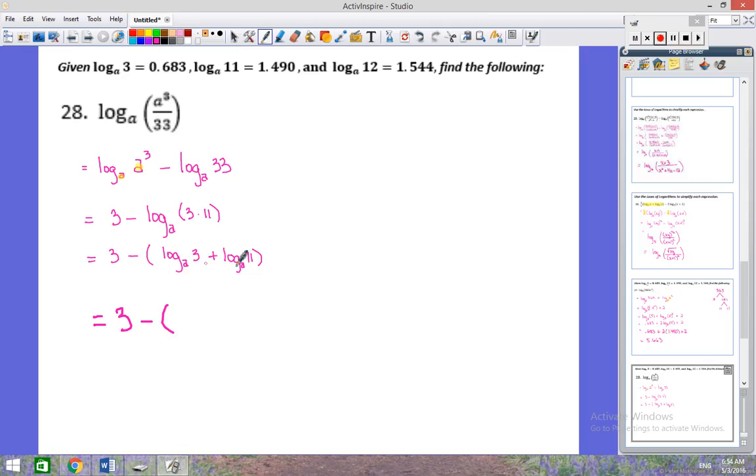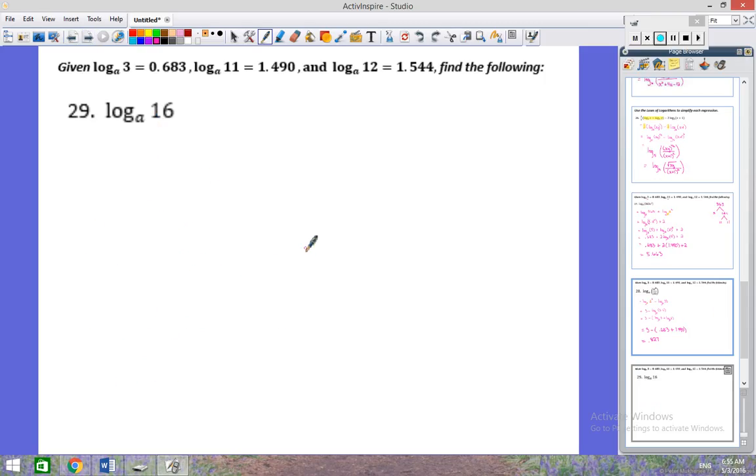So I have 3 minus this sum, 0.683 plus 1.490. Alright, so again, I'm just going to jump to the calculator, trying to not make any errors entering in the numbers, and also to remember my parentheses there. Alright, so if I've done this correctly, I get 0.827.